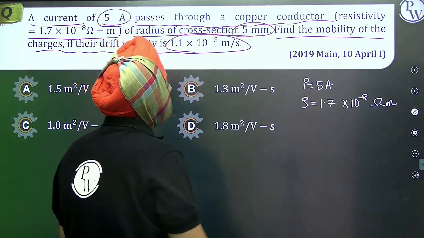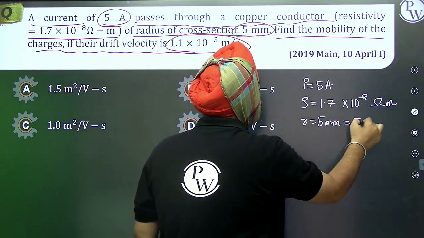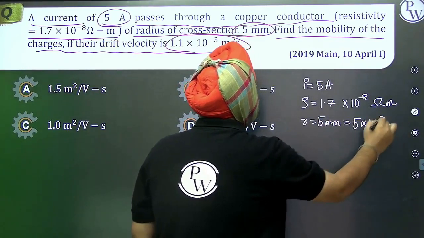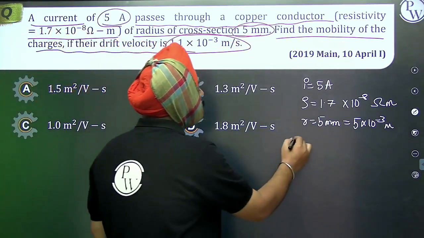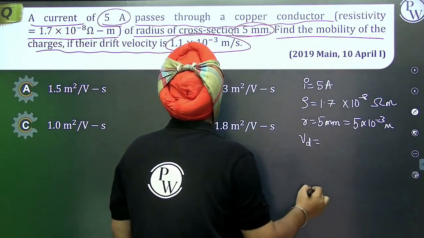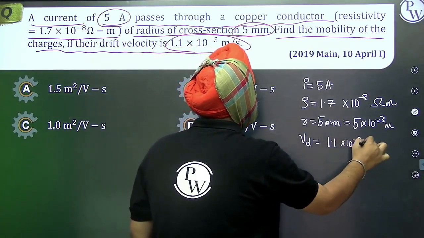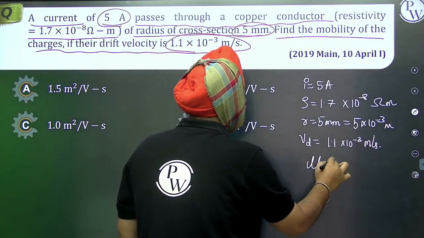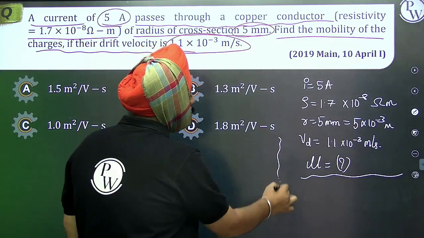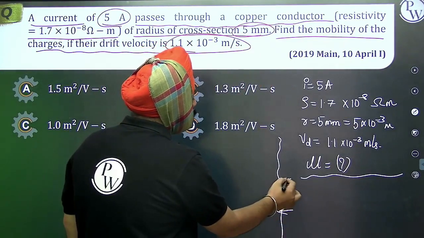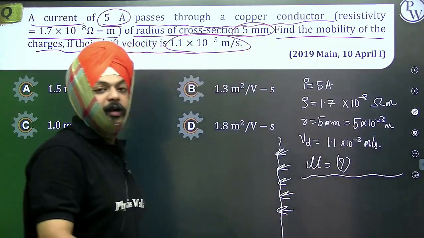The radius of the cross section is 5 mm. Can I say it is 5 mm? Converting into one unit system, that is 5 times 10 to the power minus 3 meter. Find the mobility of the charges. See, drift velocity is this: 1.1 times 10 to the power minus 3 meter per second. What we need to calculate is the mobility. Mobility is defined as mu.